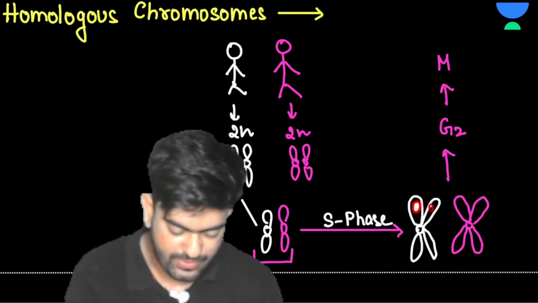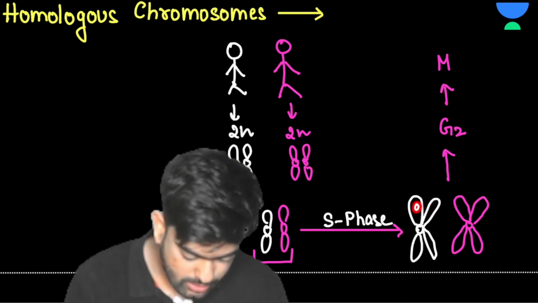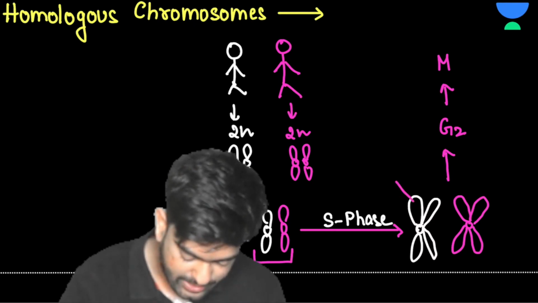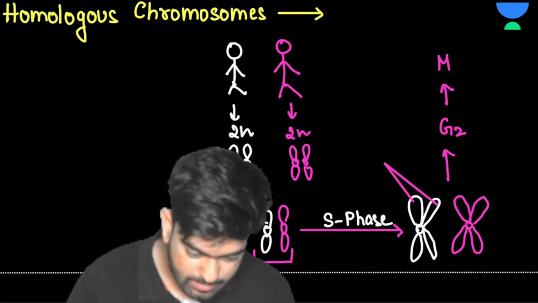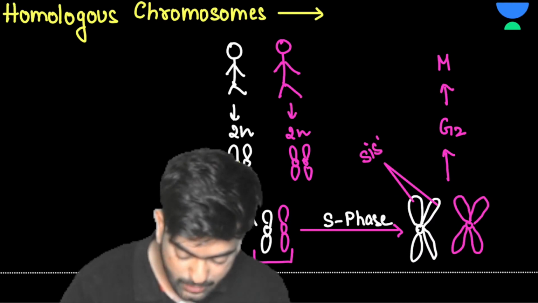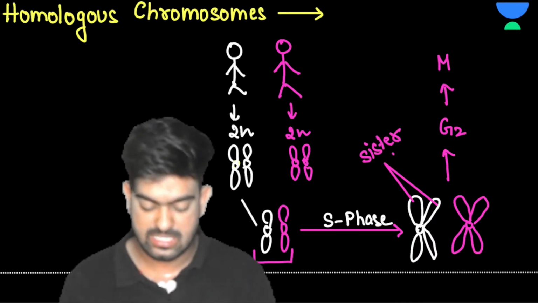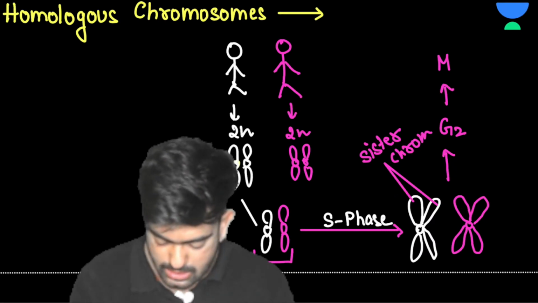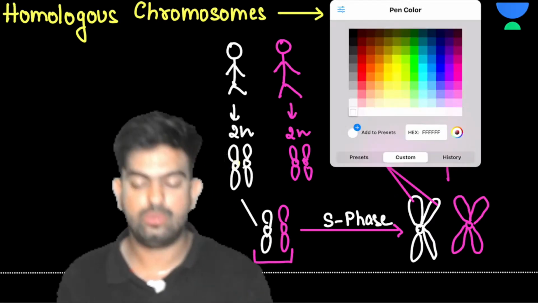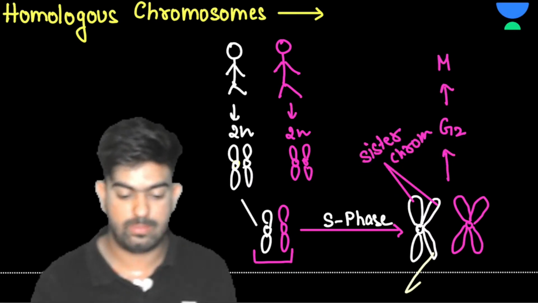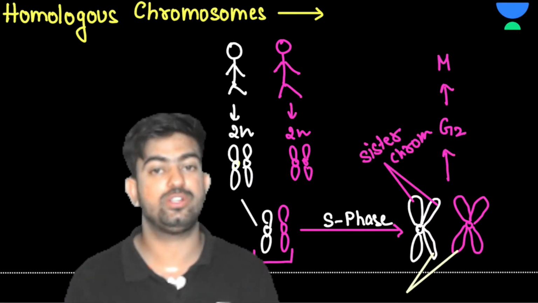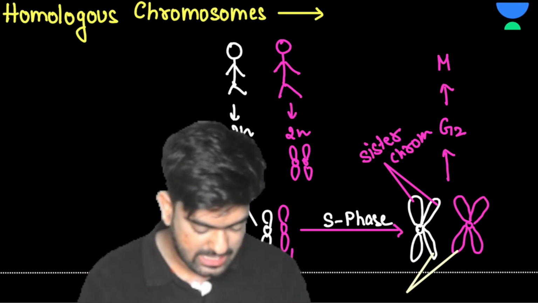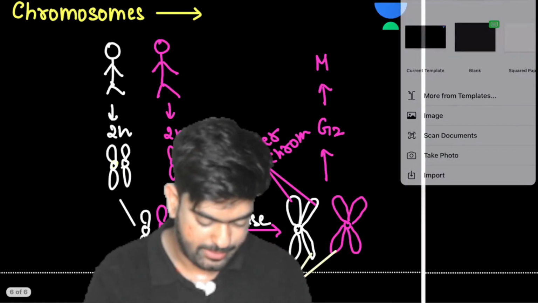Now these two chromatids were known as sister chromatids, and we have discussed everything in the previous class. Next, what about these two? These two are known as non-sister chromatids. Clear? Now, let's move on and understand the other terminologies.